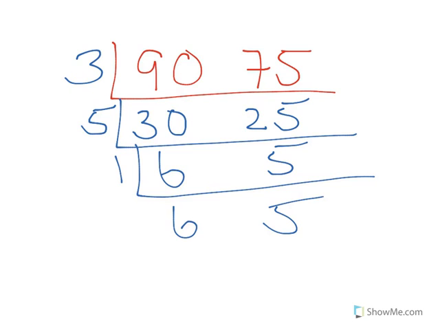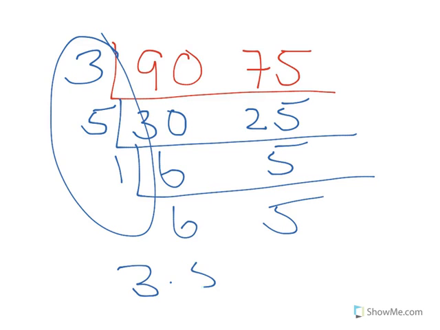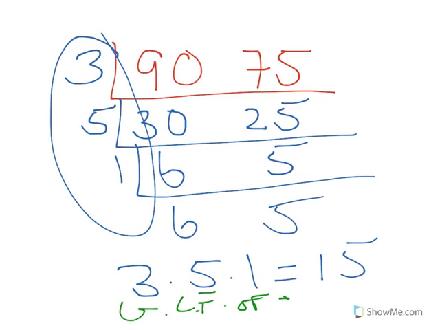Now at this point, the only thing that's going to go into 6 and 5 is 1, so I am done. So GCF is to the left, which is all these numbers. So I'm going to multiply 3 times 5 times 1. 3 times 5 is 15 times 1 is 15. So the greatest common factor, the GCF of 90 and 75 is 15. So my answer, GCF, is 15.